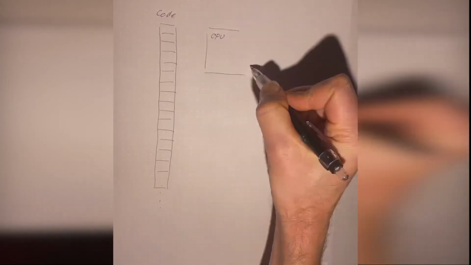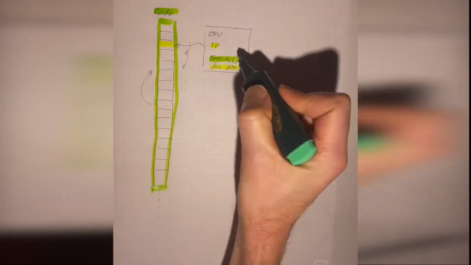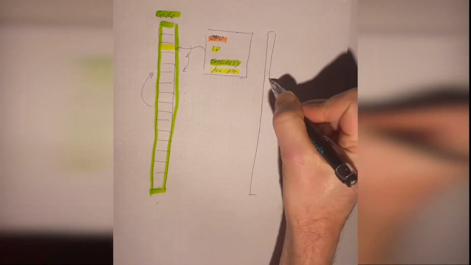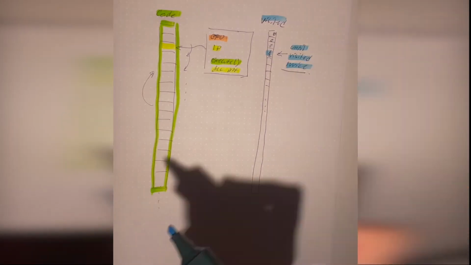I imagine we put the code into an array. We create a central processing unit object with an instruction pointer and an execute method. And then we execute instructions. We detect in a separate Boolean array if we visited this instruction before.